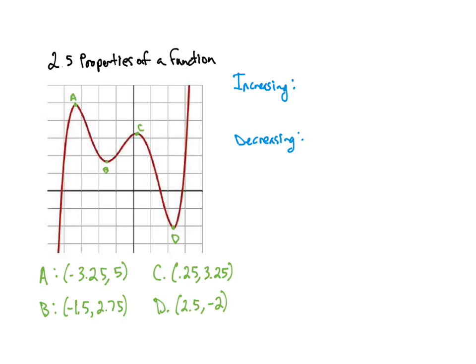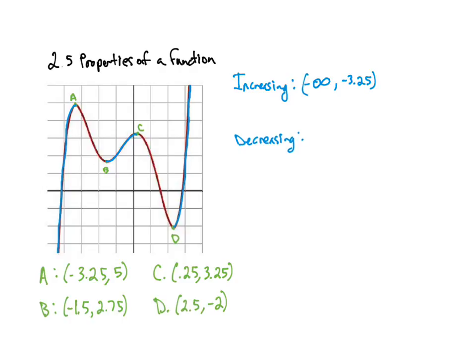Now in this particular function, I assigned some points A, B, C, and D and came up with approximate values for these points. The location where a function is either increasing or decreasing corresponds to the location on the x-axis. So we read a function's graph from left to right. This function is going to be increasing along here, increasing from B to C, and then increasing from D and above. So we would say this function is increasing from negative infinity up to negative 3.25.